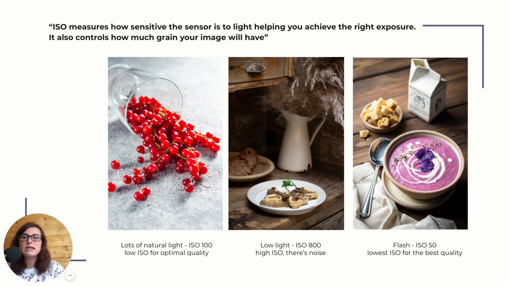Here we have three examples. The first example was shot with bright natural light, lots of it, so I could keep my ISO low, therefore ensuring optimal quality for my image. In the second example, however, I was shooting in a dark restaurant, therefore I had very low natural light. I had to increase my ISO. That meant that my image was a little bit grainy. In the third example, I shot that in a studio with flash, and flash gives me the optimal conditions to shoot at the optimal ISO for optimal image quality.